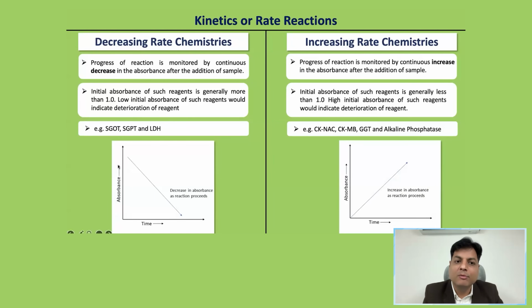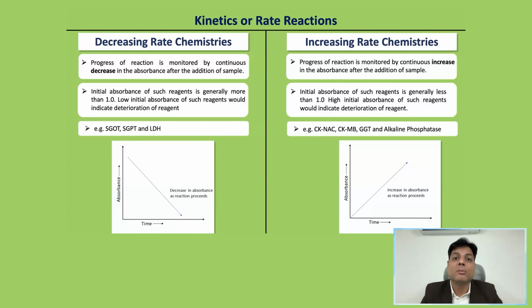When we plot time on the x-axis and absorbance on the y-axis, we will see that in decreasing kinetics, as the time is passing, the absorbance is slightly getting reduced. This type of reaction is also called decreasing rate kinetic. Here, the initial absorbance is very high, and the final absorbance, which is our measuring point number 2, is lower than the initial absorbance.